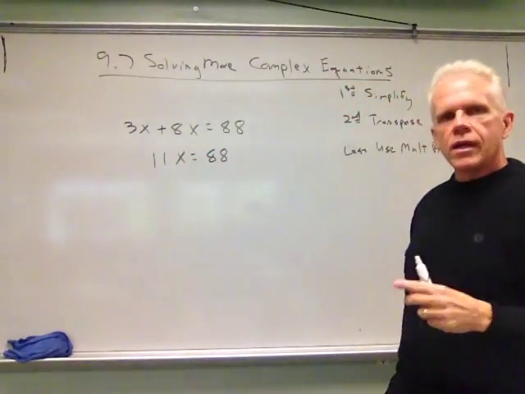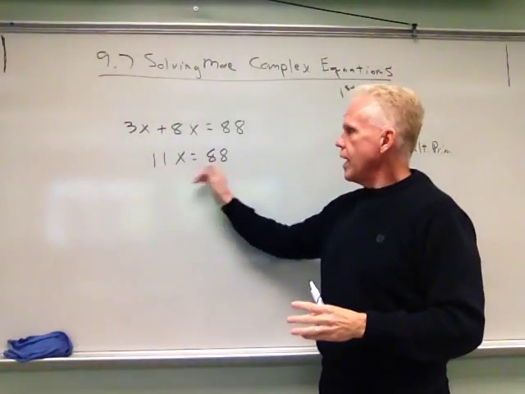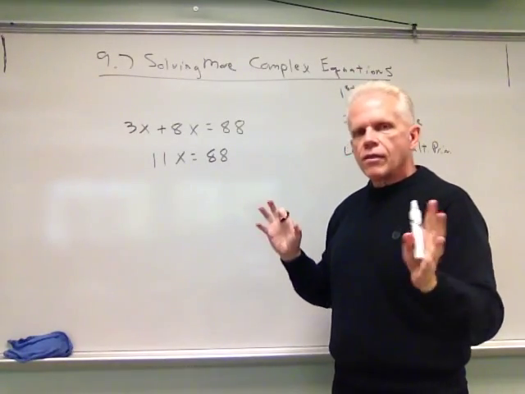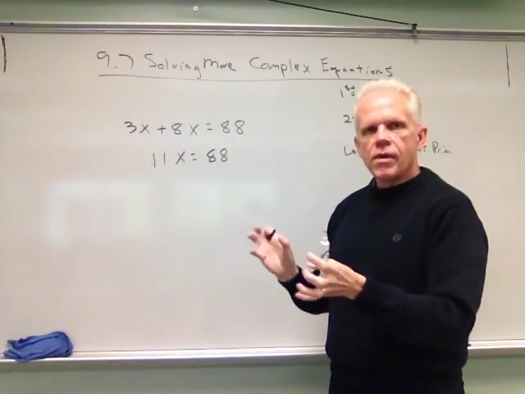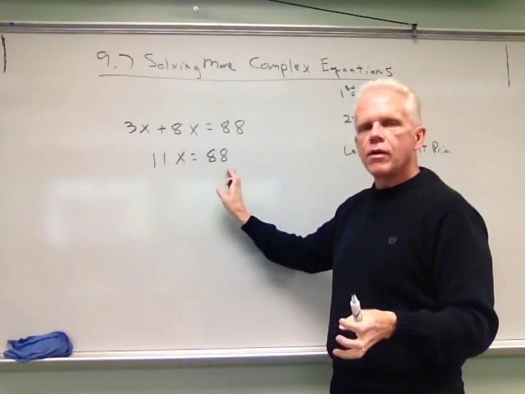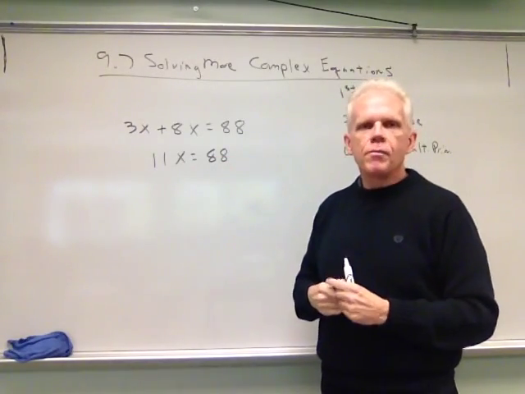All right, now I'm looking at step 2, transpose. Well, I could transpose the 11x over here or the 88 over there, but it wouldn't really help me. The like terms really are already separated out on either side of the equal. This is the only term over here. The only one over here is the 88. No reason to transpose anything. It's not going to help me to do anything.